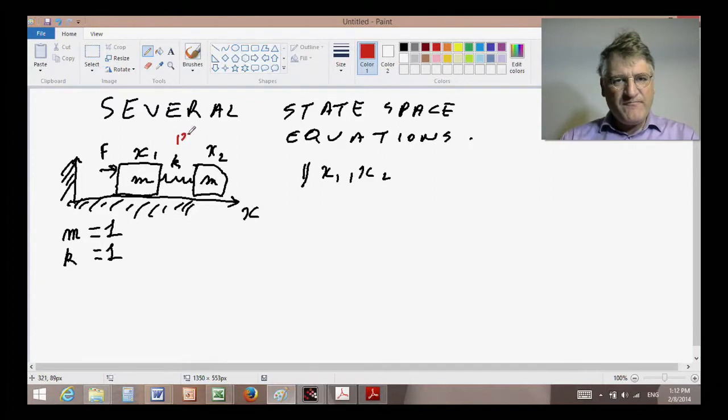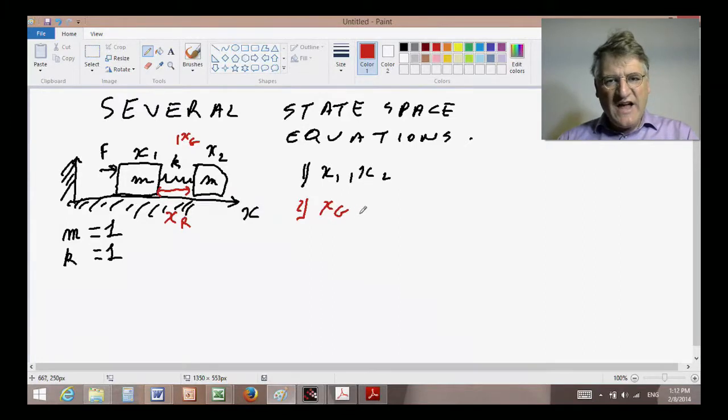Now a second coordinate system can be taken as xg, the position of the center of mass, and x sub r, the algebraic distance between the two masses.